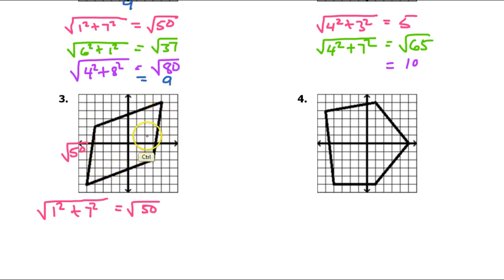Now, I can tell that this is a parallelogram because see how this is up 7 over 1, and this is also up 7 over 1. So these are parallel, and these are parallel. I can tell that this is also going to be radical 50. These are going to be the same length because it's a parallelogram.